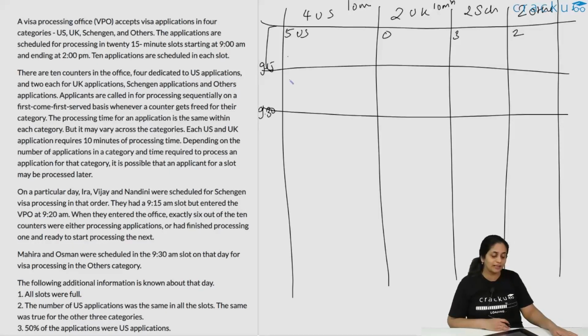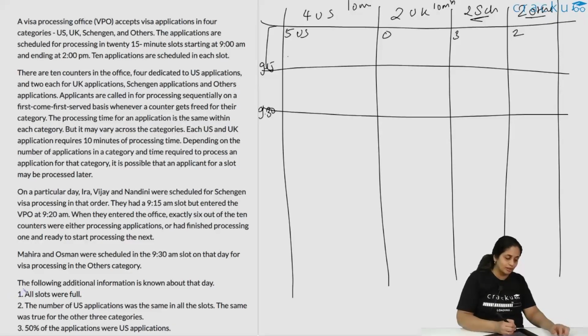Now it is given that Ira, Vijay and Nandini were scheduled for Schengen visa and they arrived late. Instead of coming at 9:15, they came at 9:20. We do not know how much time the Schengen visa is taking. We do not know how much time the others visa is taking. But there are clues given for that.